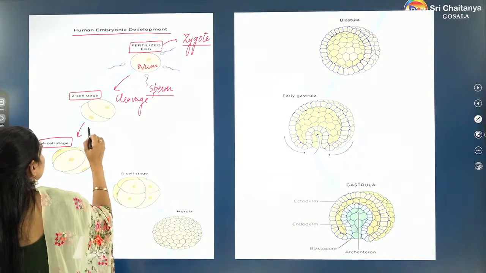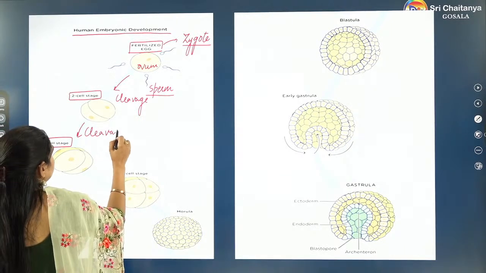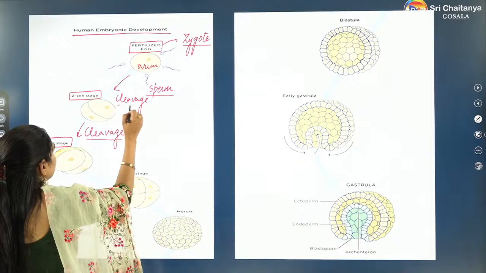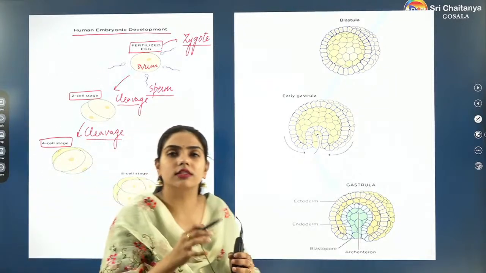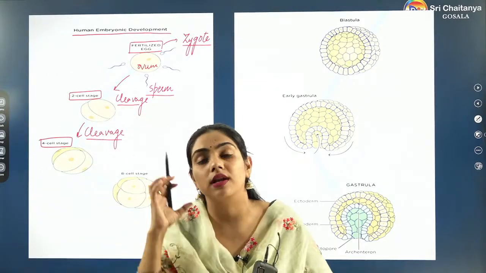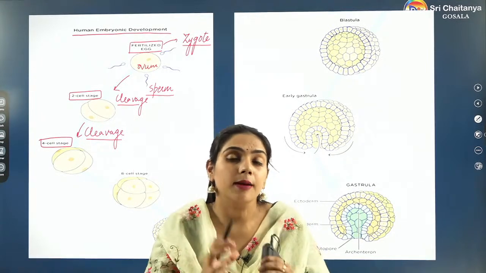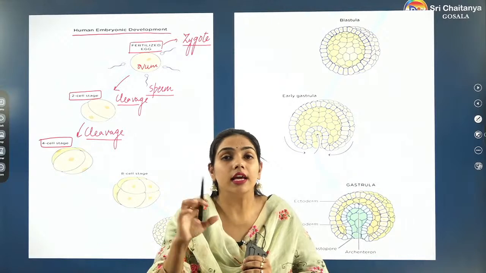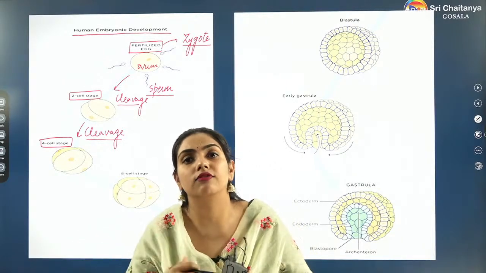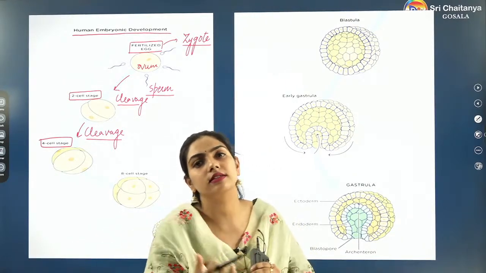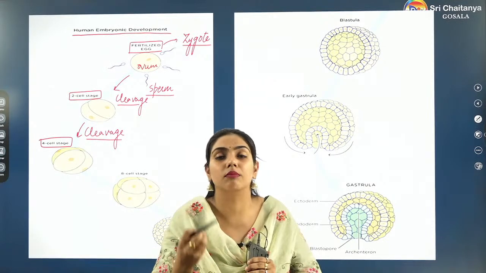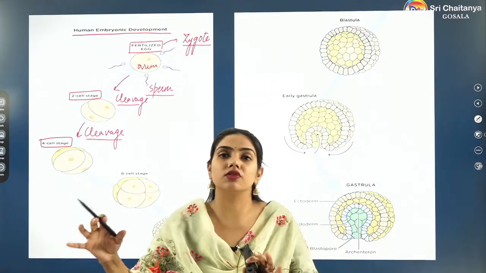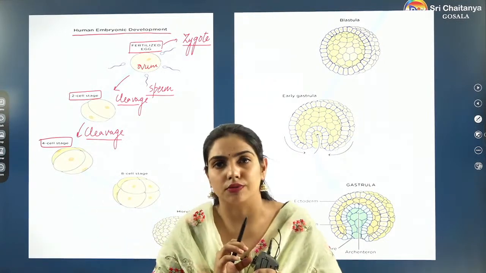Here the first cleavage, the second cleavage, like that. You will understand all these cleavages in detail. You will study in the human reproduction chapter in class 12th. But before that, why I am explaining all this for the 11th class students: if they understand this topic, then it will be very easy for them to understand animal tissues and animal kingdom and other things where we are talking about the origin.